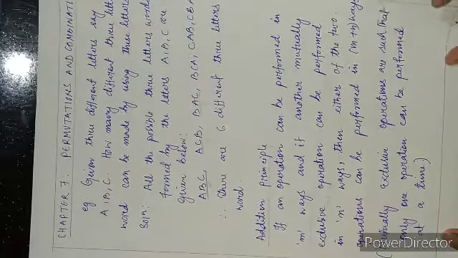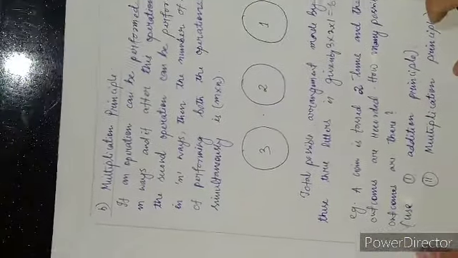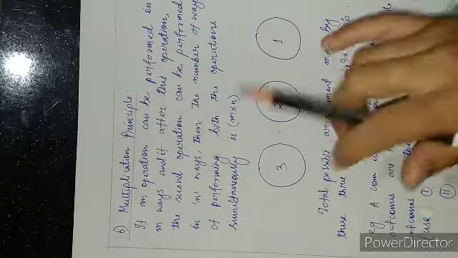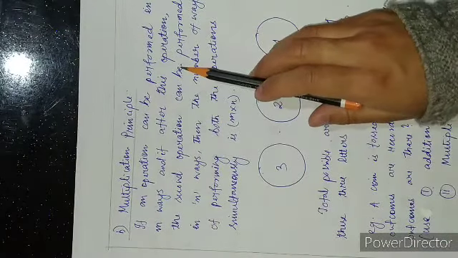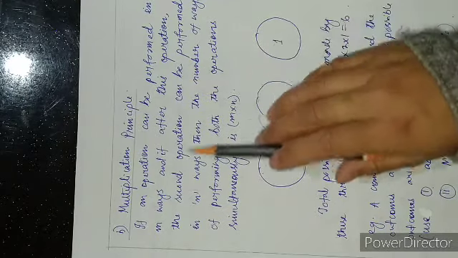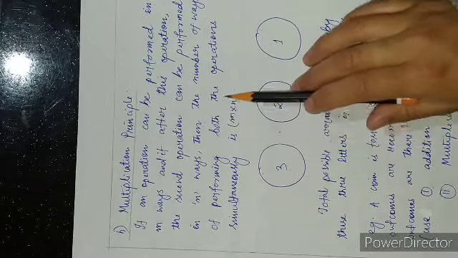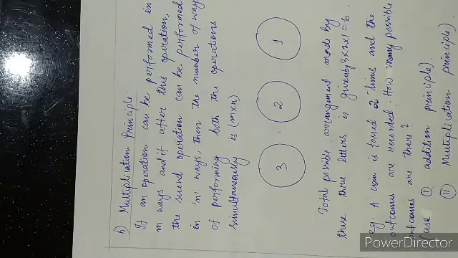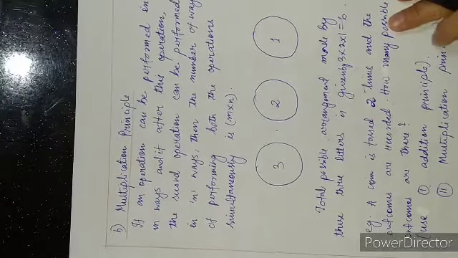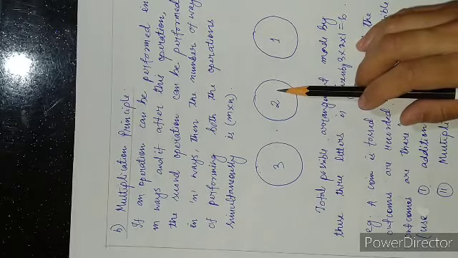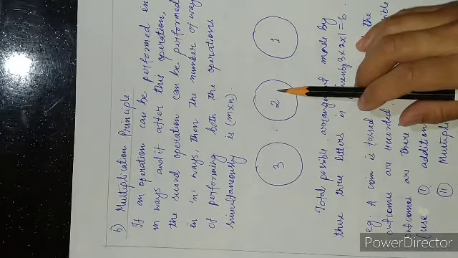After the addition principle comes the multiplication principle. The statement of the multiplication principle is: if an operation can be performed in m ways, and if after this operation the second operation can be performed in n ways, then the number of ways of performing both the operations simultaneously is m into n.